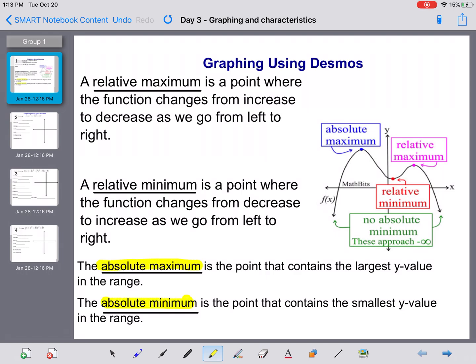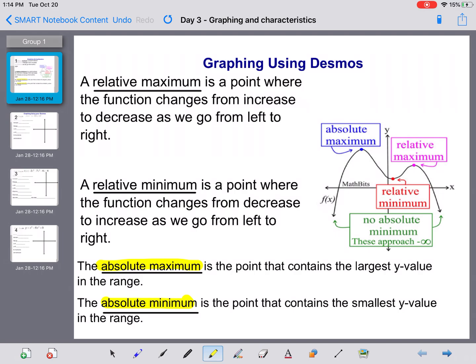We have an absolute max and minimum, which is listed here at the bottom, similar to what you have seen as a maximum or a minimum previously. That is the point that contains the largest y value or the smallest y value. A relative maximum or minimum is a turning point like we've discussed before. Going from increase to decrease would be a relative maximum, and from decrease to increase would be a relative minimum.